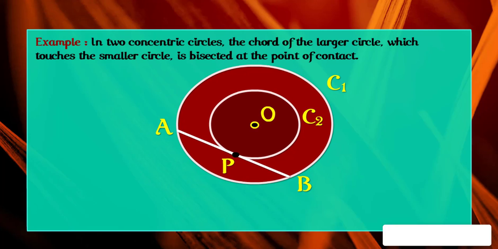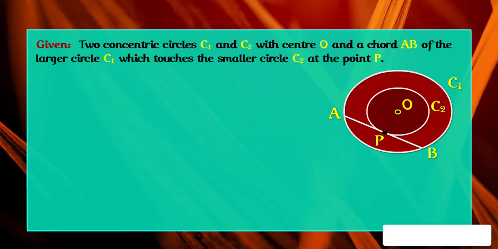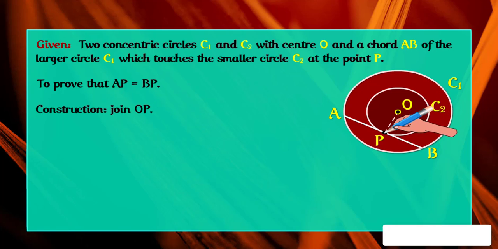Prove that in two concentric circles, the chord of the larger circle, which touches the smaller circle, is bisected at the point of contact. Solution. We are given two concentric circles, C1 and C2, with center O and a chord AB of the larger circle C1, which touches the smaller circle C2 at the point P. We need to prove that AP is equal to BP. Let us join OP.